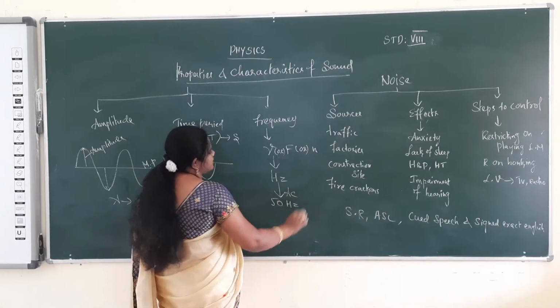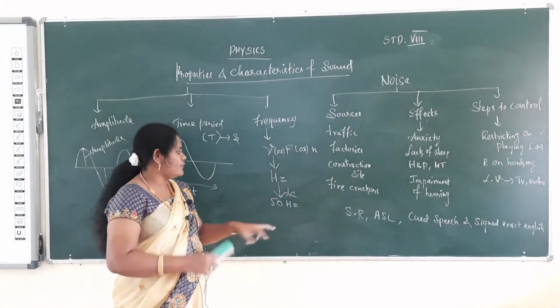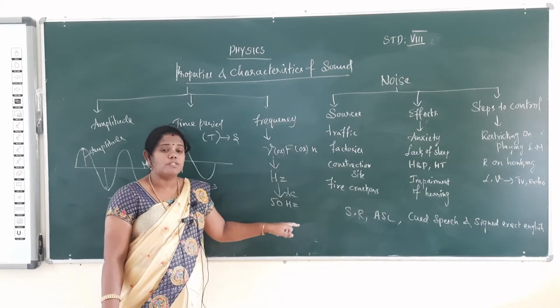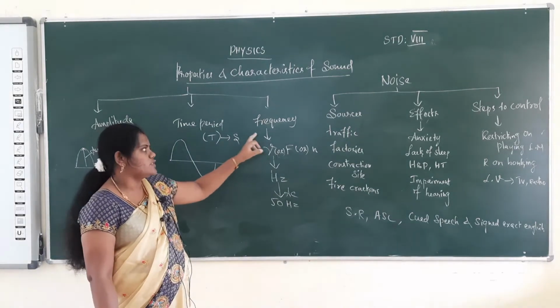AC current frequency, alternating current frequency. Our home supply current frequency is 50 hertz, because the current changes its direction 50 times per second. So the number of vibrations per second is called frequency.